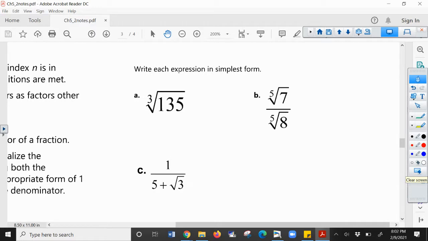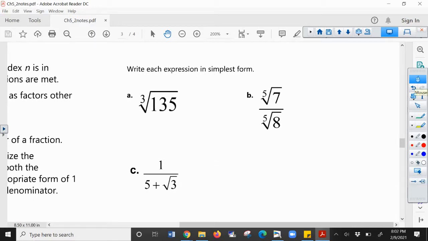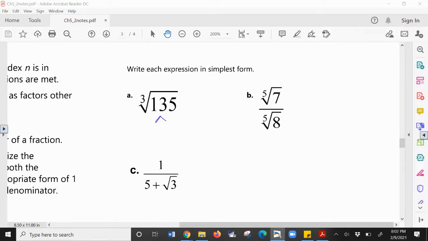So here are some examples. For instance, the cube root of 135. Well, why is that in bad shape? It's got a perfect cube underneath the radical. You might not realize that it's a perfect cube, but we could break this down and see if there are three of the same thing in 135. For instance, I know that 5 goes into 135. Let's see how many times. Oh, it's in there 27 times, right?